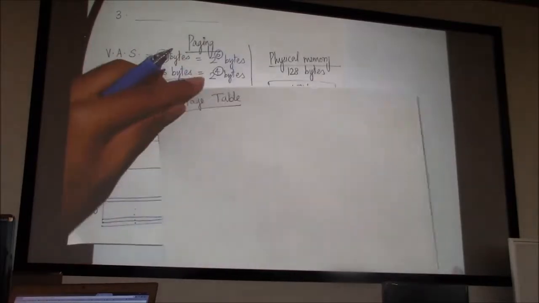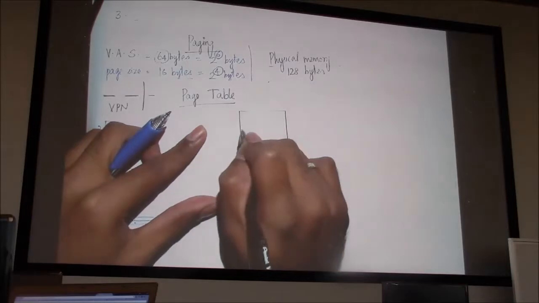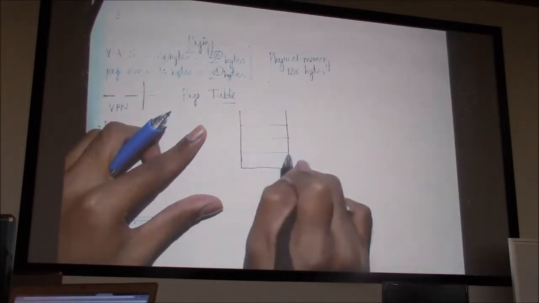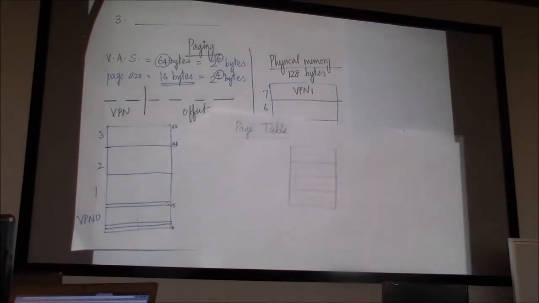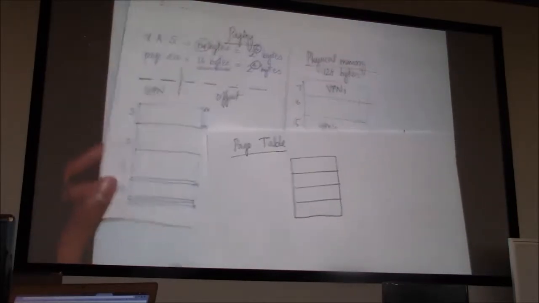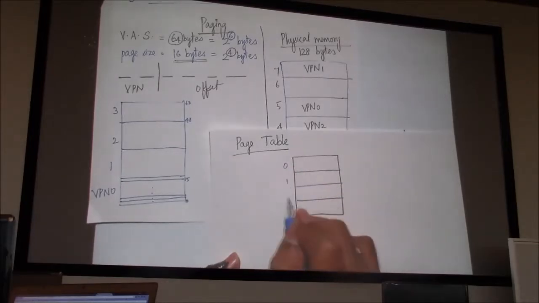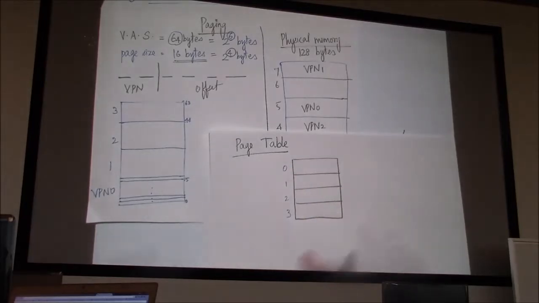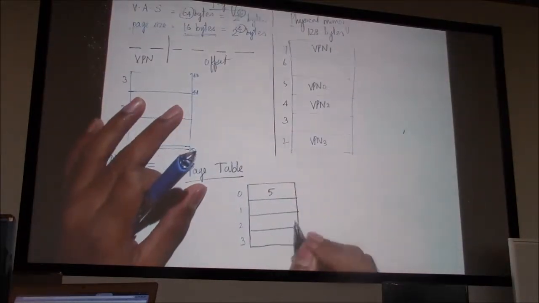Usually the page table is just like a single array. In this case, it's just an array of 4 entries, and these 4 entries are VPN 0. This is the entry for the 0th virtual page, the entry for the 1st, 2nd, and 3rd. So VPN 0 is placed in 5. So number 5 would be here.